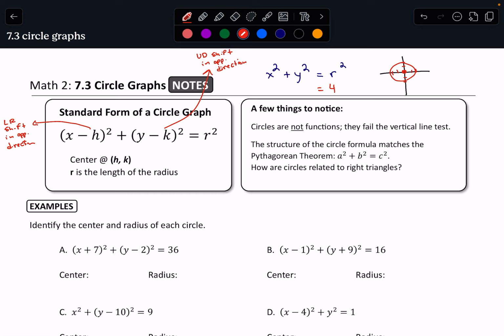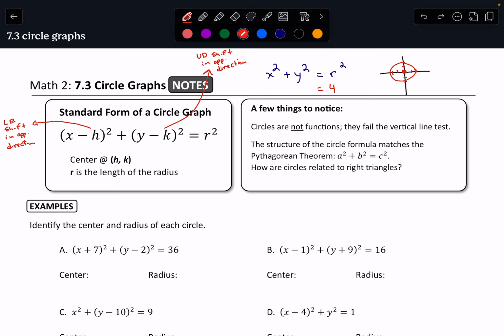So that gives you the center of your circle. If you get h comma k, there's the center of your circle. And then r, whatever is on this side by itself, gives you the radius of the circle. So if this number was 9, I would have a radius of 3. If this number was 25, I would have a radius of 5. Notice you have to square root that number to get the radius. And that's it, guys. That's circles.